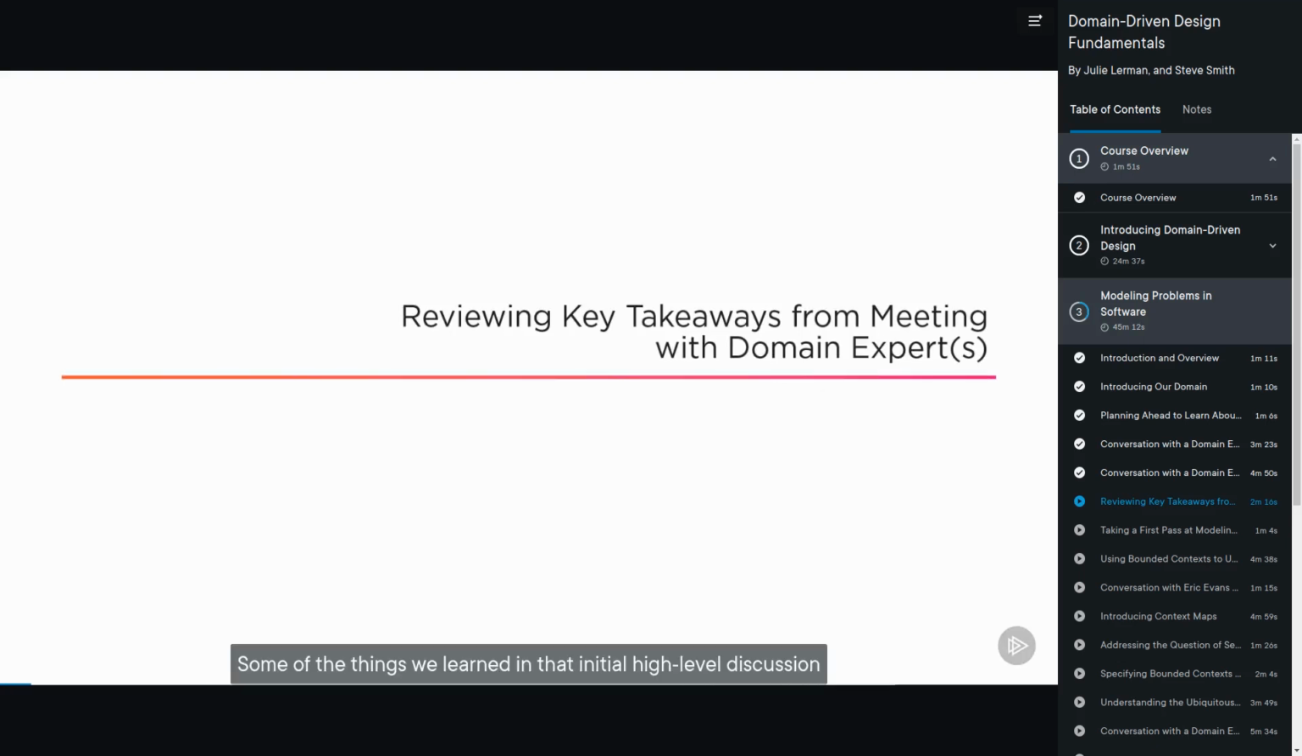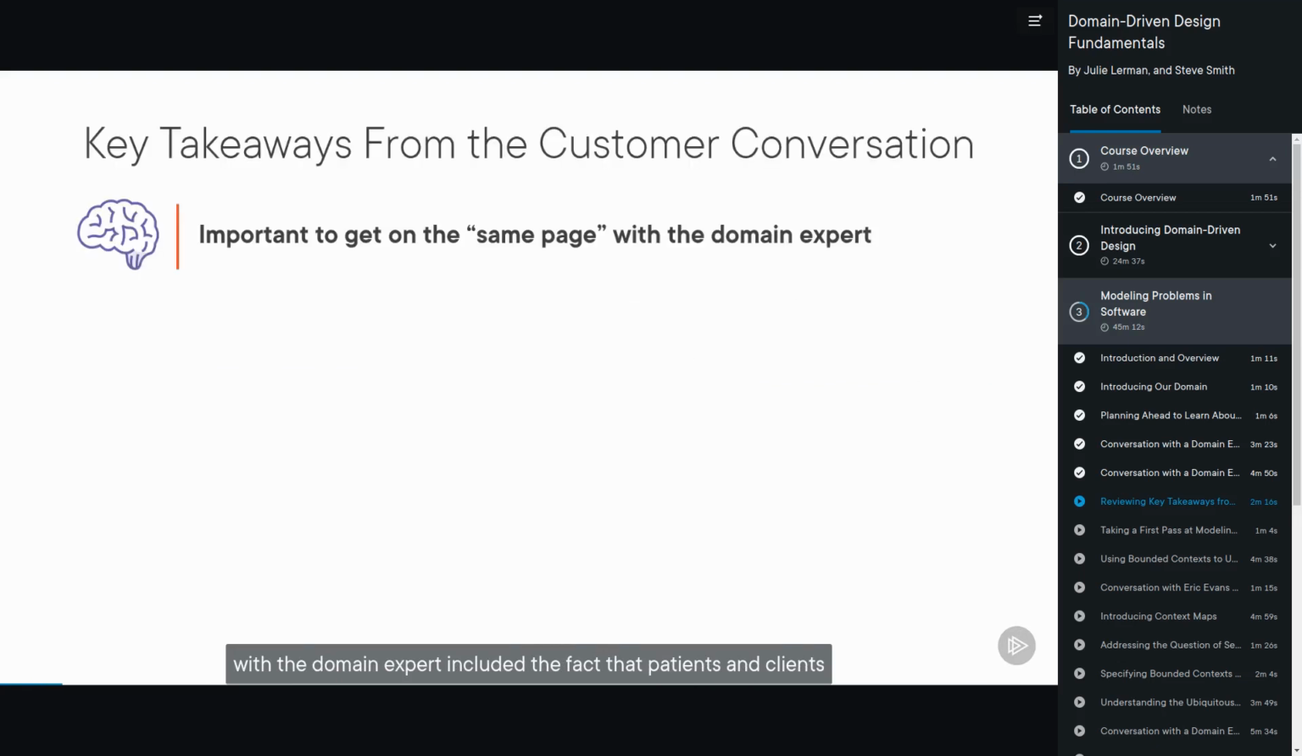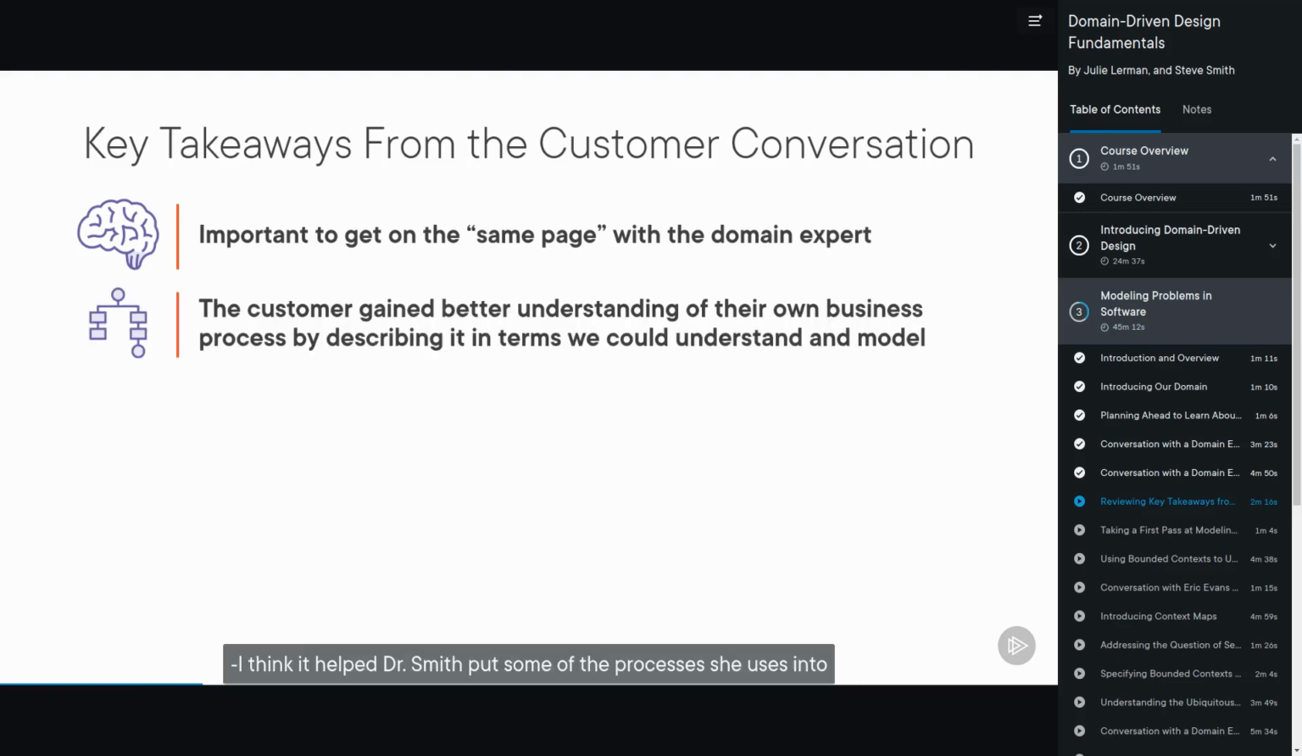Some of the things we learned in that initial high-level discussion with the domain expert included the fact that patients and clients are not the same thing to a veterinarian. Yeah, that's pretty obvious in hindsight, but in most other medical professions, it is the patients who make appointments and pay the bills. It's good we were able to get on the same page with the customer on that early on in the process. I think it helped Dr. Smith put some of the processes she uses into explicit terms that we could program against also.